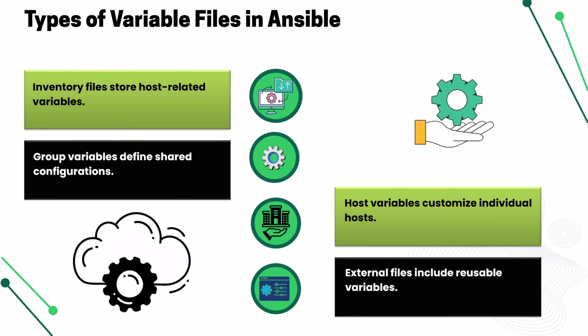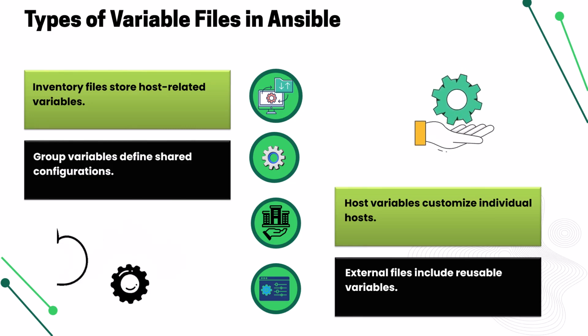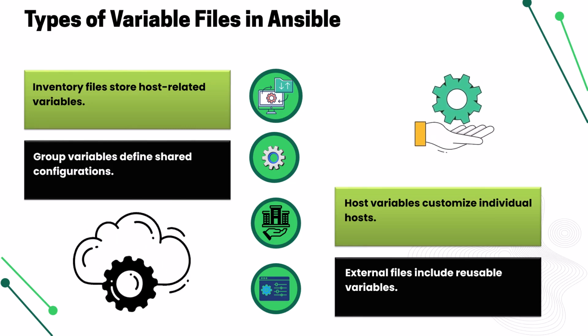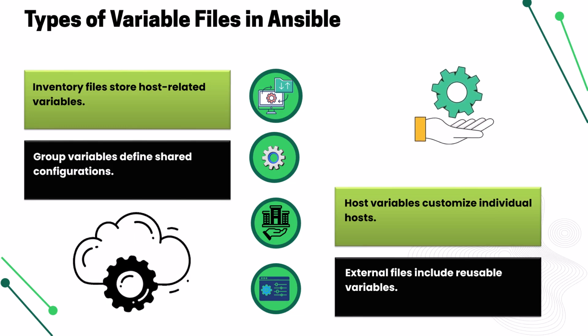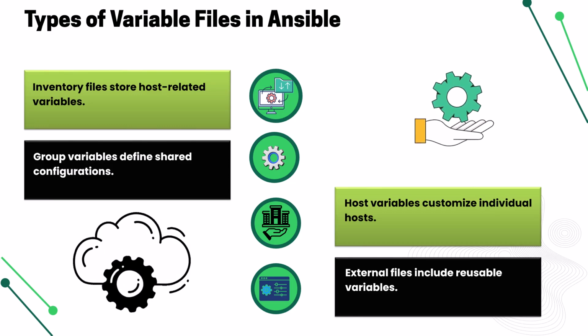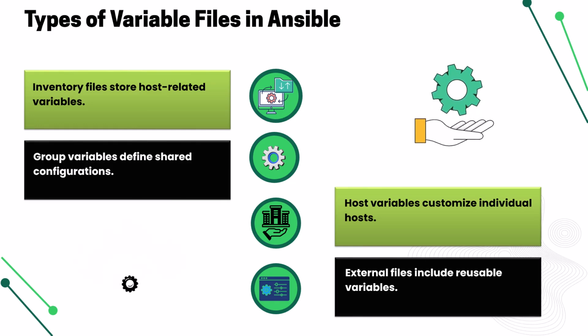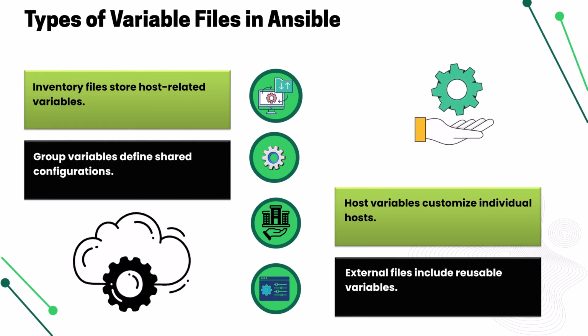Not all variable files are created equal. Ansible provides different types based on use cases: inventory files for hosts, group variables for shared settings, and host variables for customization. It's like choosing storage solutions: shelves for books, boxes for toys, and drawers for random cables. Keeping them separate helps automation flow smoothly.